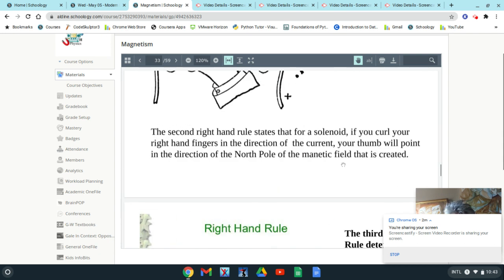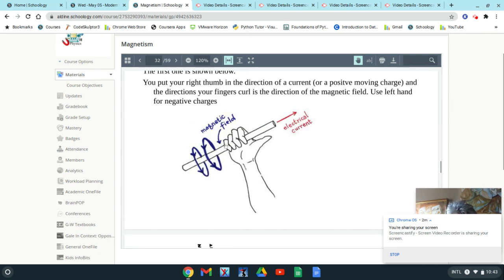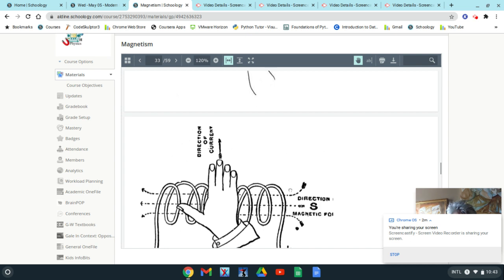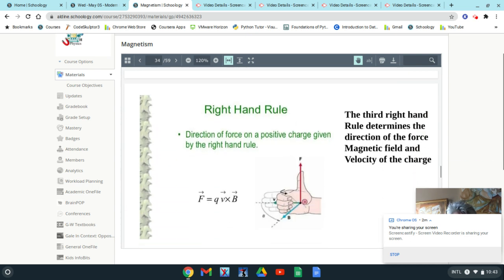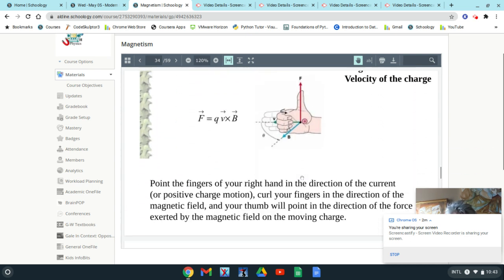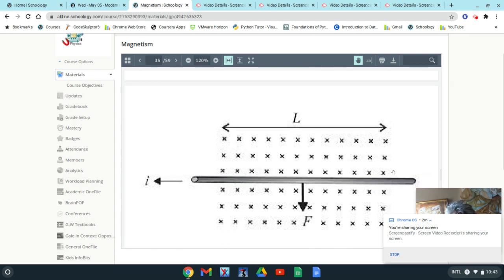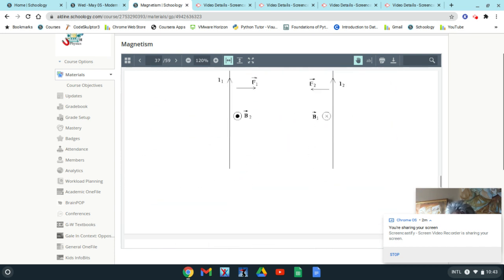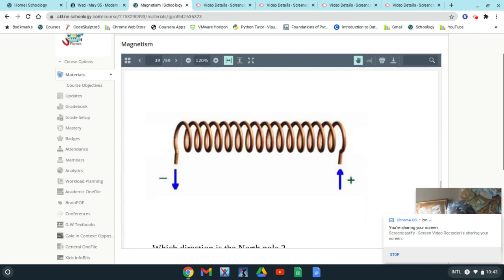So our first one is telling you the direction of the magnetic field. The second one also gives the direction of the magnetic field. The third one gives the direction of the force, okay? And that would allow you to figure these types of things out. We don't need to do this, so I'm going to skip right past all of this.